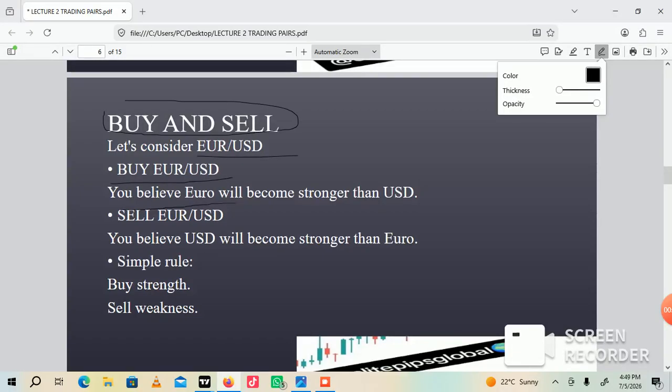You believe Euro will become stronger than USD, and selling Euro USD means that you believe USD will become stronger than Euro. Simple rule: buy strength, sell weakness.